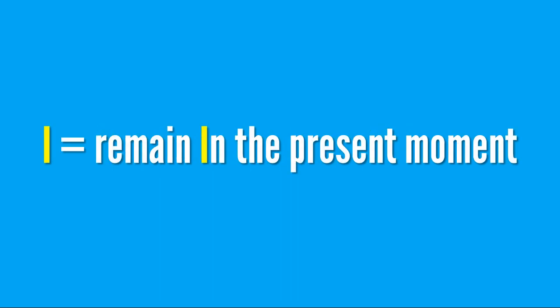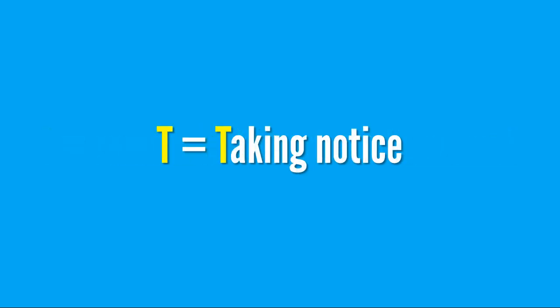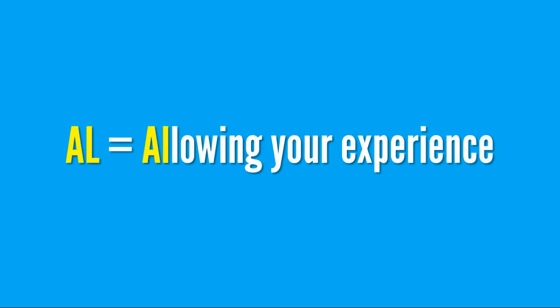The I is to remind you to remain in the present moment. T is for taking notice of your feelings, thoughts, and urges from your observing self. So T, taking notice. And finally, the AL is for allowing your experience to be exactly as it is.